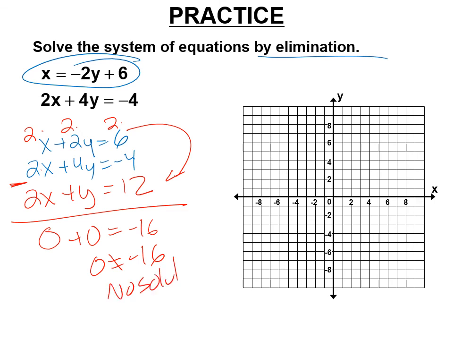And what does that mean about the lines? Are they the same or parallel? Which one is no solution? No solution means they never intersect. So these are parallel. These were parallel lines. There's the top one. I just want to make sure that is the top one. There's the bottom one. And they were parallel.